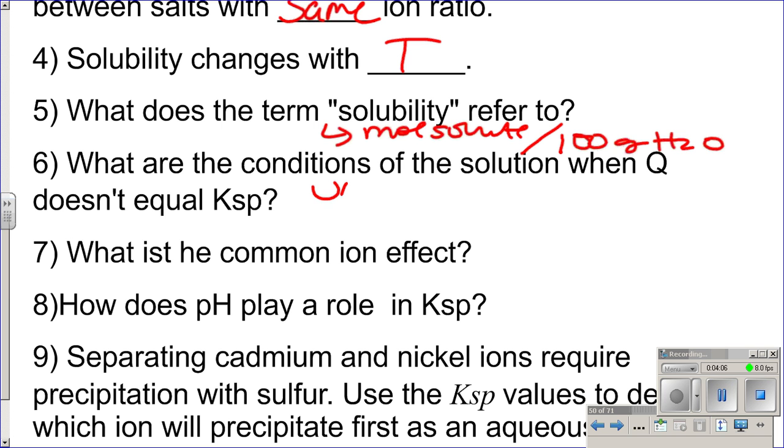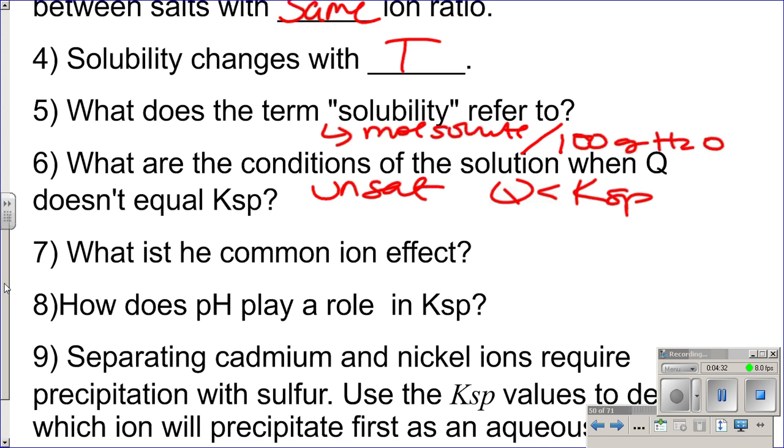So if it's unsaturated, you can continually get more and more dissolved. Does that mean Q is less than K or greater than K? Right, Q is less than K. Because if Q is less than K, that means you need to put more product in there to get it up to meet K. Well, what are the products here, solids or ions?